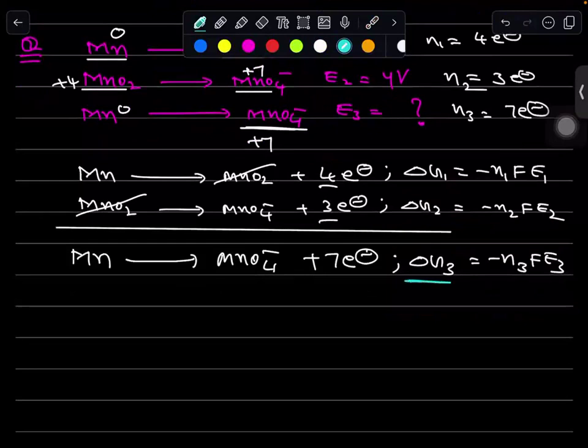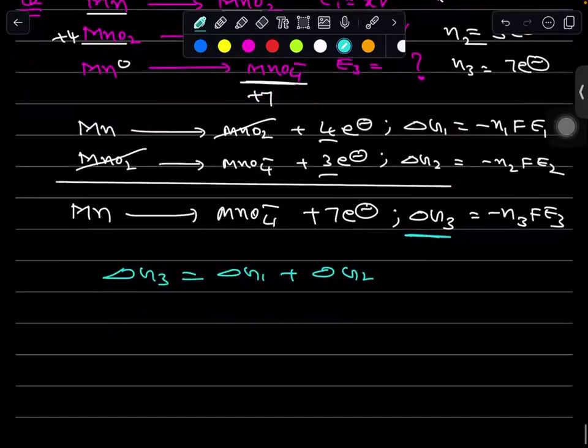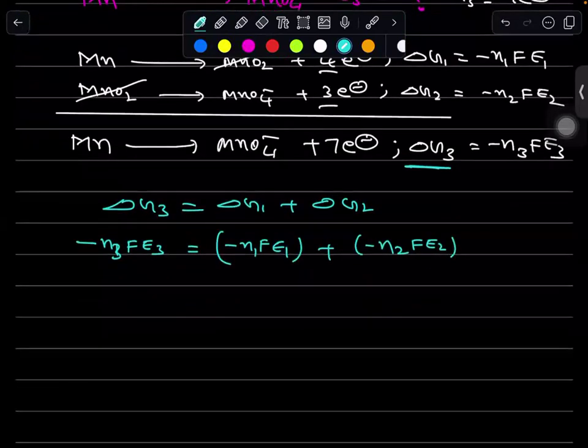So now del G is an additive property. So I can make del G3 equals del G1 plus del G2. That is, minus N3 F E3 is equal to minus N1 F E1 plus minus N2 F E2. Again, the common minus F will get cancelled. We will have N3 E3 equals N1 E1 plus N2 E2.